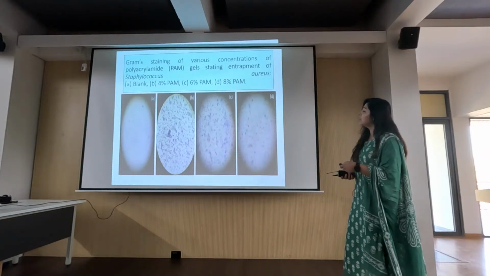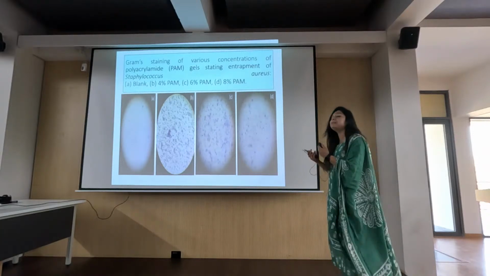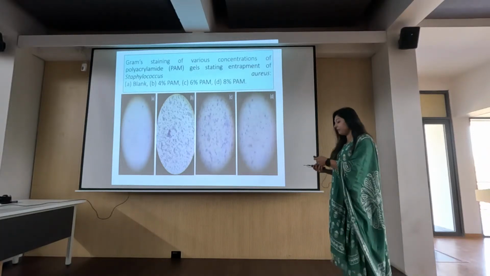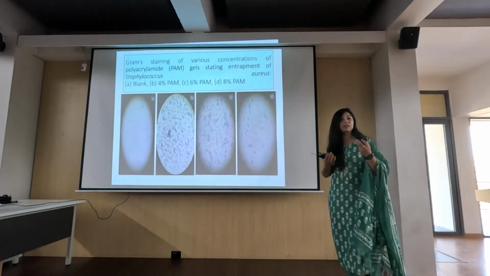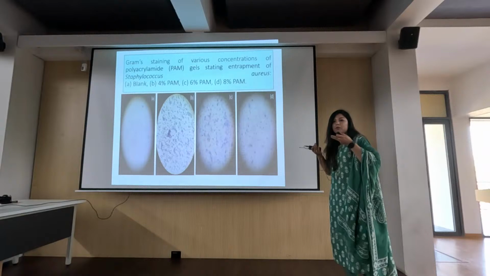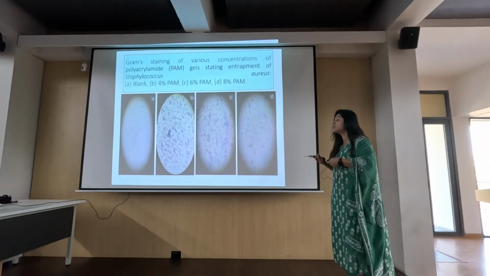Here you can see that in 4% the bacteria are clearly visible. So we can say this is the optimum thickness we can find, because if we move towards the 6% gel, it is showing more planar orientations. So it is showing hazy bacterial observation, you can see.